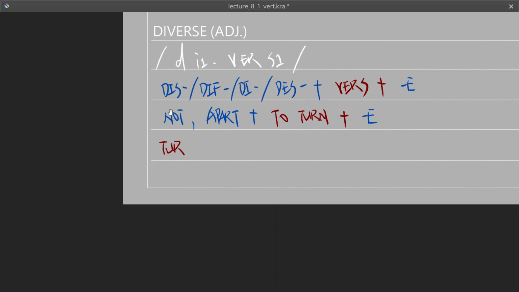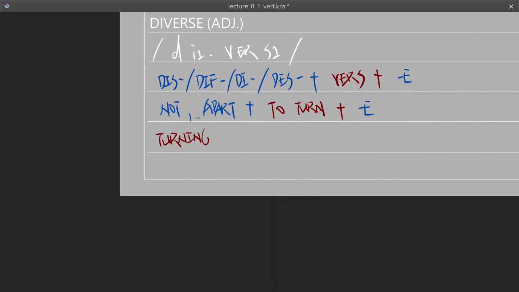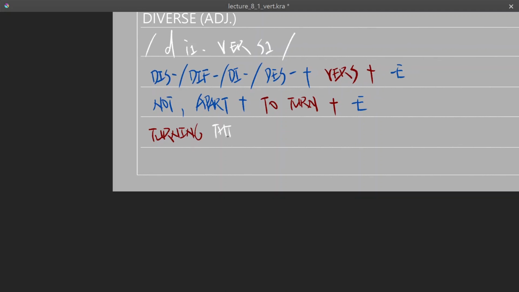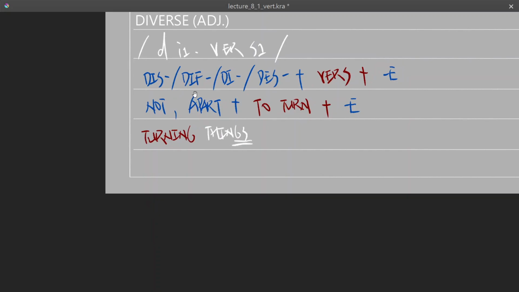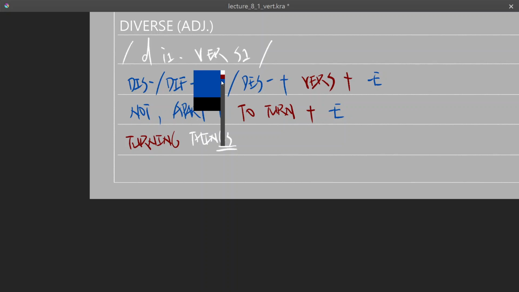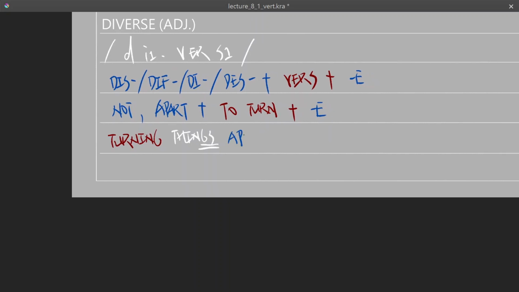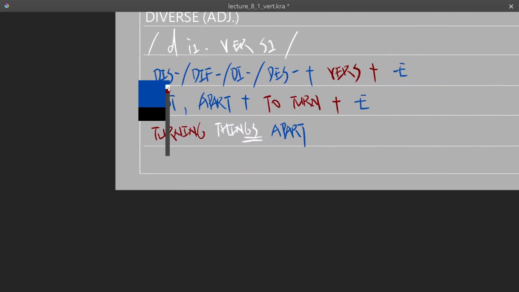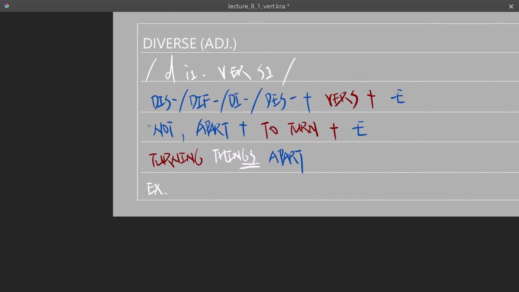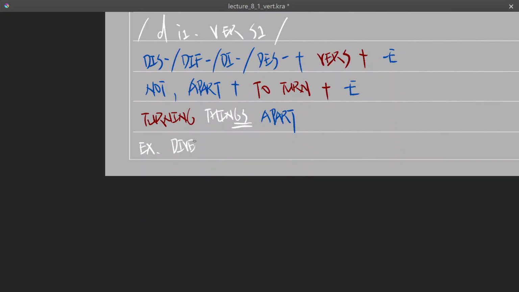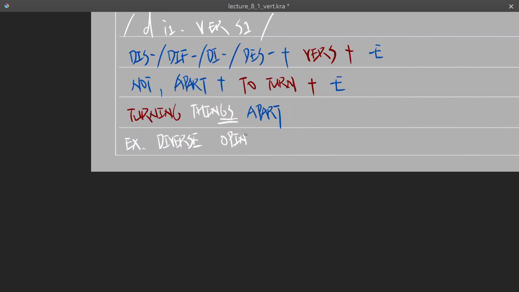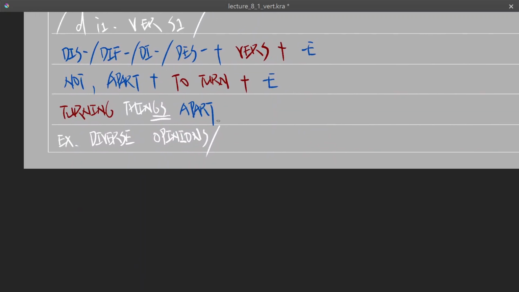Turning things. Remember, that's not plural. Turning things apart. So, for example, you may have diverse opinions, or let's say one more, diverse lifestyles.